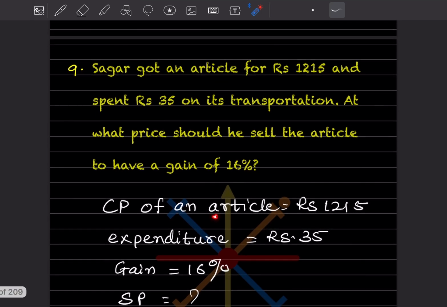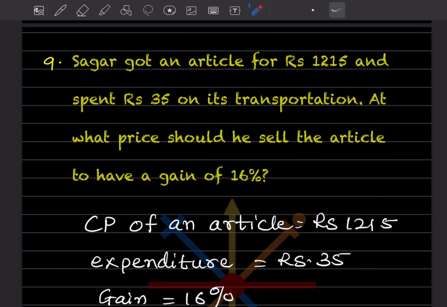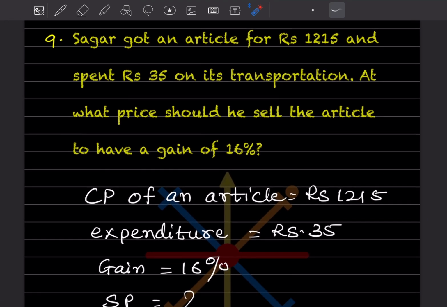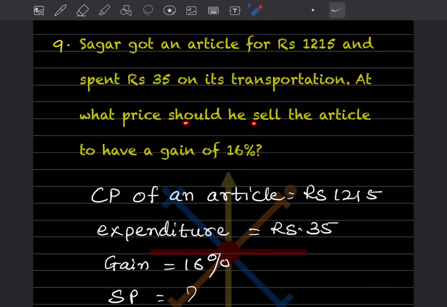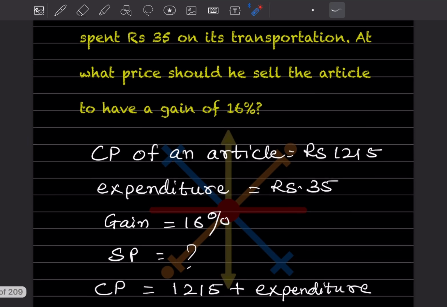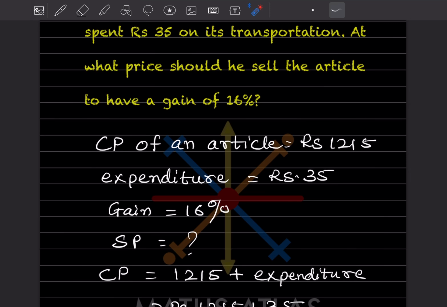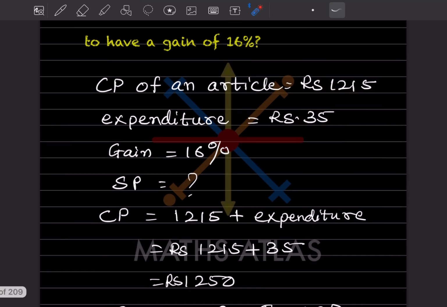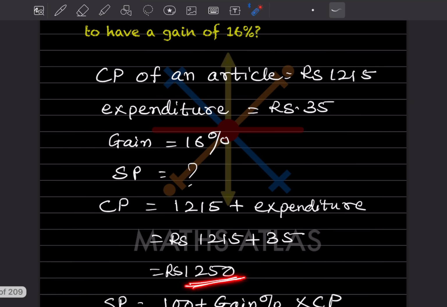Sagar got an article for rupees 1215 and spent rupees 35 on its transportation. So now here the cost price of the article is 1215 and the expenditure, meaning the spent one, is rupees 35. It's asked at what price should he sell the article to have a gain of 16%. So gain is 16%, and we want the selling price. First thing, whatever is spent also should be considered, so you have to add it to the cost price. So 1215 plus this 35, that is going to be 1250.